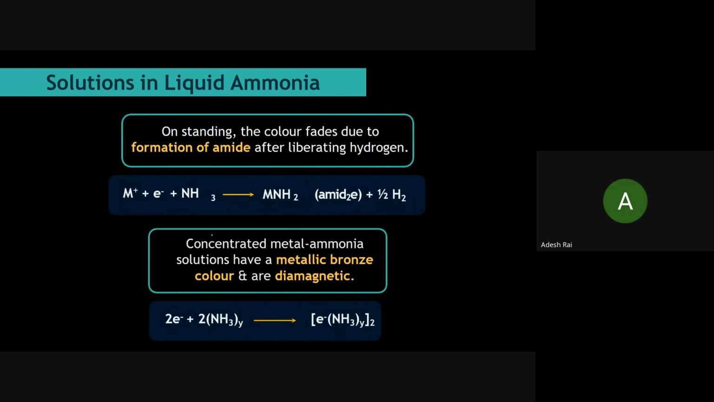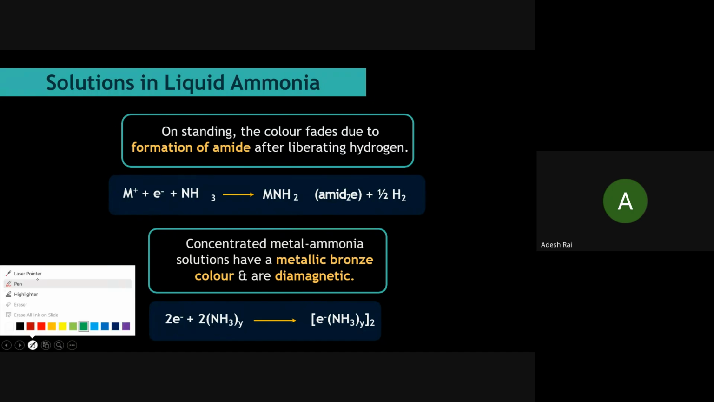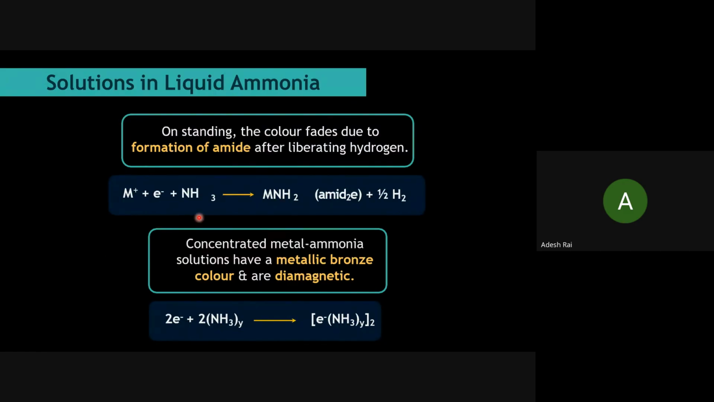हाँ. So on standing, the color fades due to formation of amide after liberating hydrogen gas. So NH3 when it is treated with this ammoniated electron, what do we get? We get metal amine. So M plus is there. This NH3 will undergo dissociation. It will form NH2 minus and H plus.